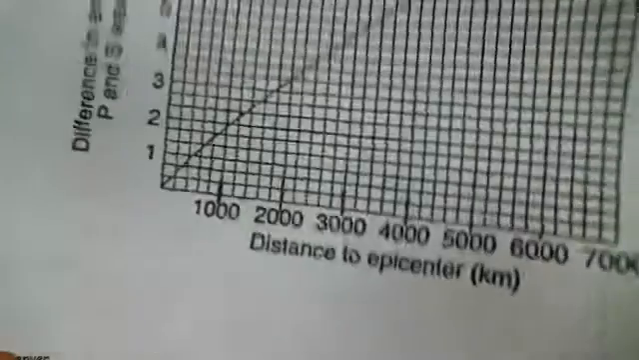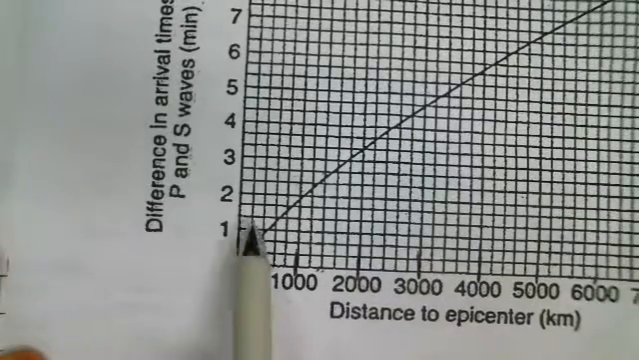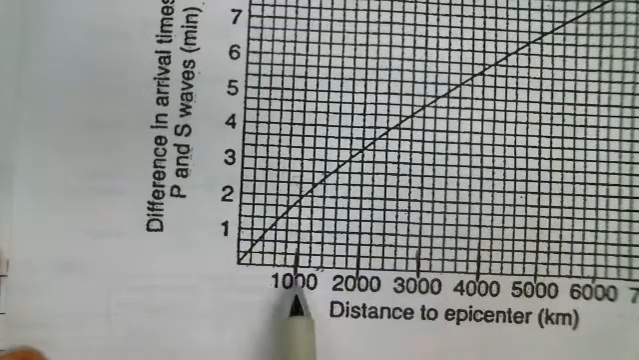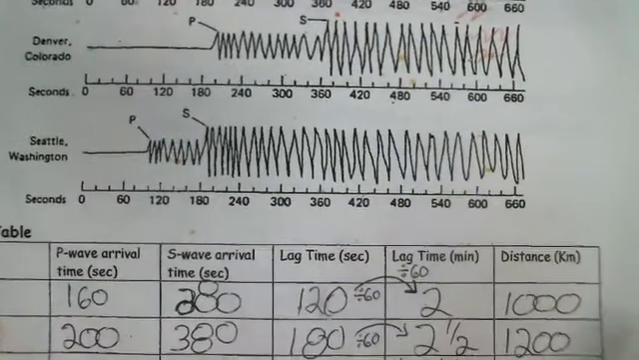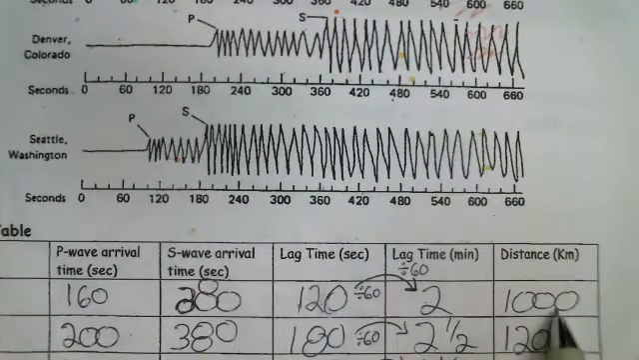And according to this chart, at 2 minutes, we go over and down. That's 1,000 kilometers to the epicenter. So I put 1,000 there.